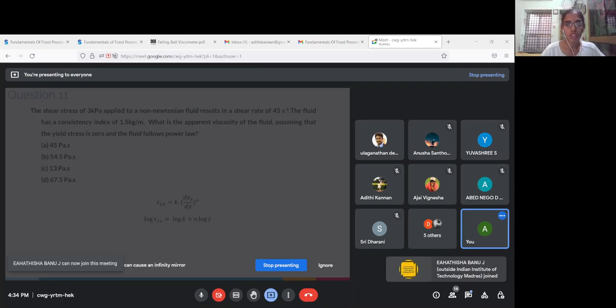So in order to calculate the viscosity, first you need to calculate what the n value is. Without that, calculation of viscosity is not possible. So you take a log on both sides. So you will have log tau yx equal to log k plus n log gamma dot. If you plug in the values, you will get log 3 kilopascals, which is 3000 pascals, equals log 1.5 plus n log 45. If you calculate this, your n should come close to 2.